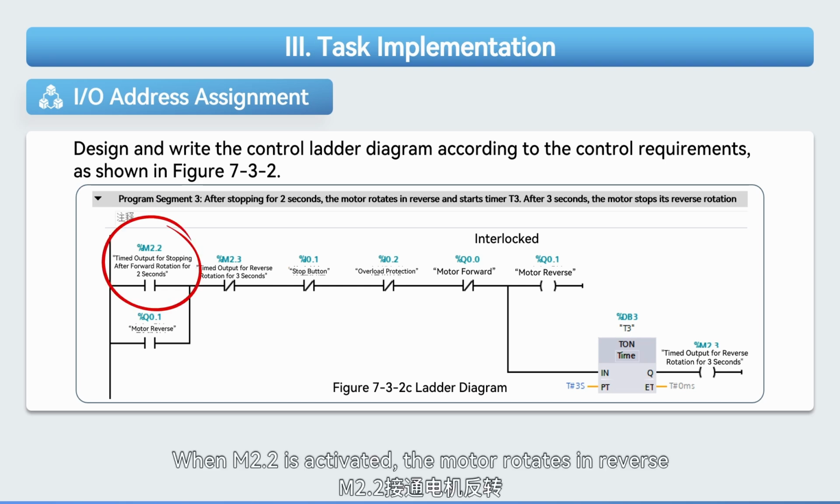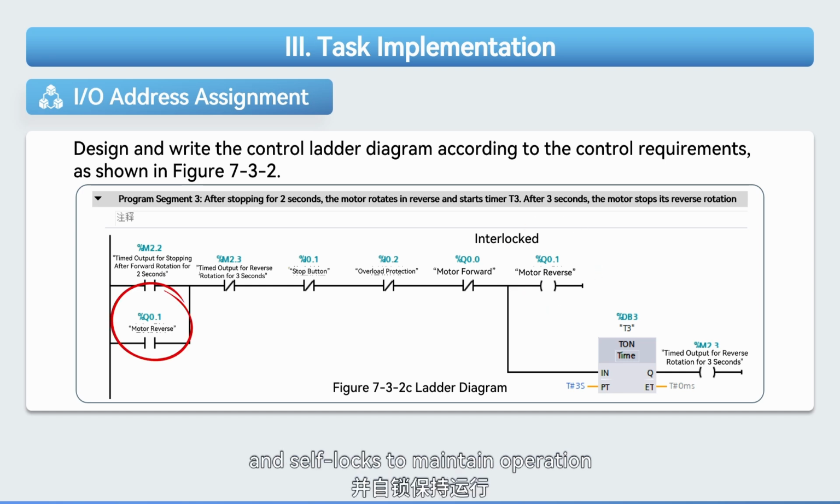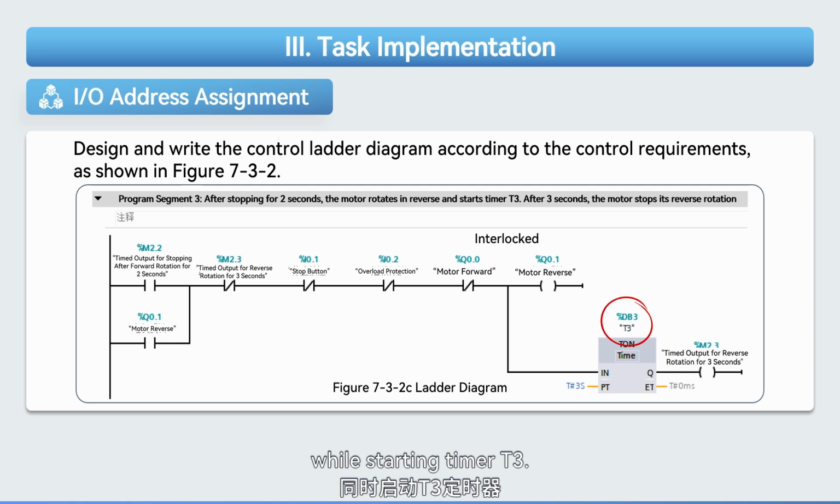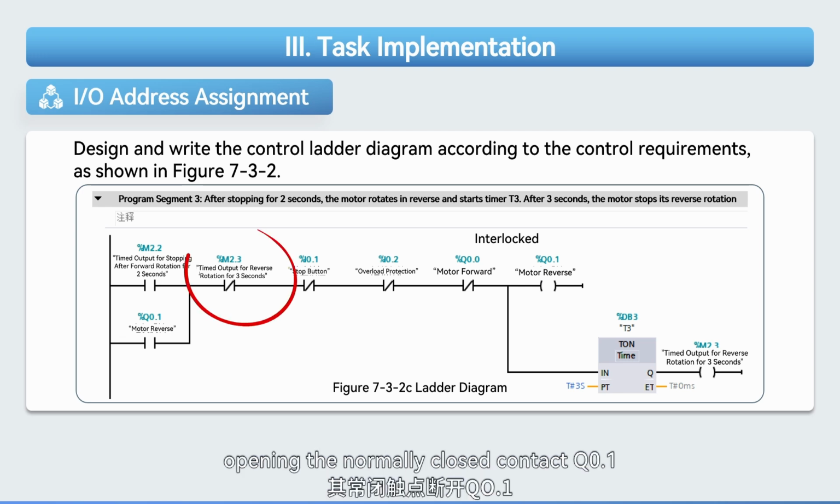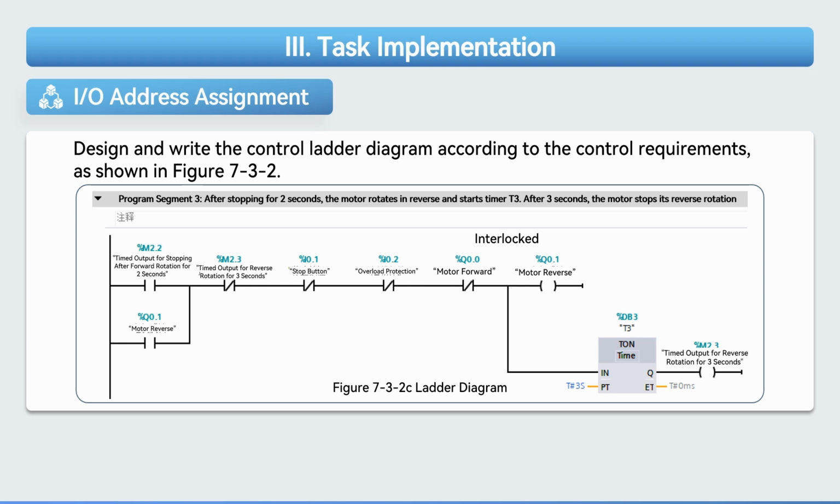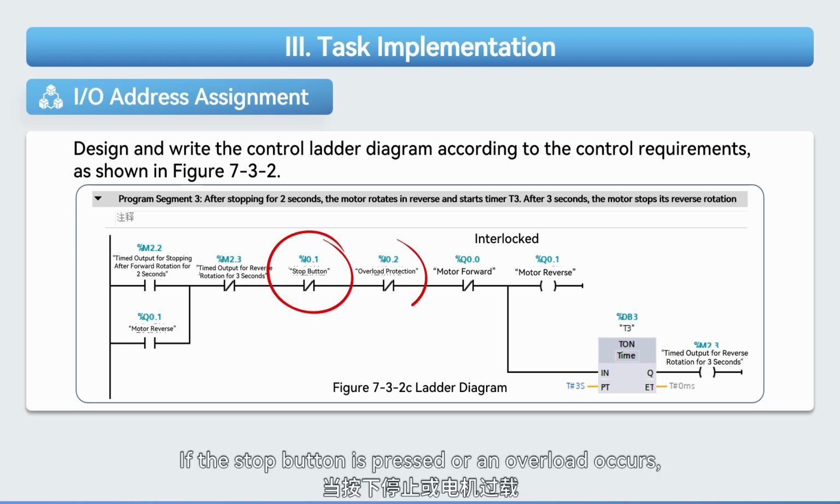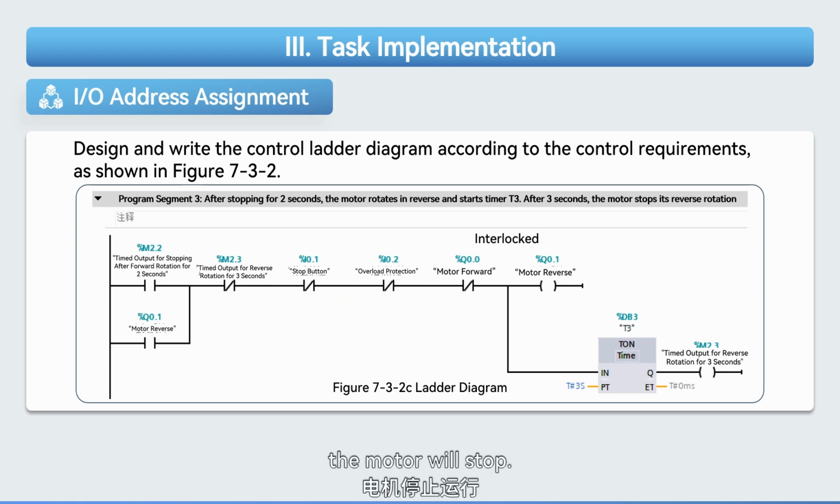Program segment 3 controls the reverse operation of the motor. When M2.2 is activated, the motor rotates in reverse and self-locks to maintain operation while starting timer T3. After 3 seconds, the M2.3 coil is activated, opening the normally closed contact Q0.1 to stop the reverse motion. If the stop button is pressed or an overload occurs, the motor will stop. It is important to note that there should be interlocking between the forward and reverse operations to prevent short-circuit incidents.